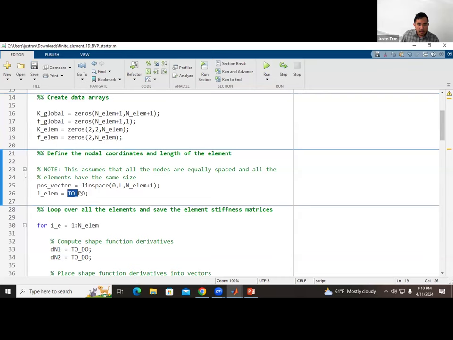Okay, and then the next thing we're going to define here, just to make things a little bit simpler, is the length of each element, okay? Of course, the assumption that we're making here is that all elements are the same size.